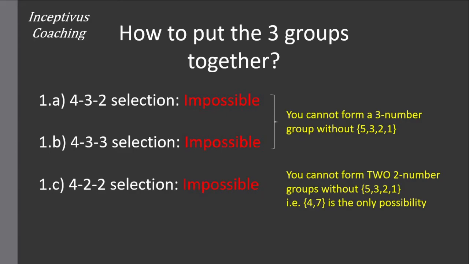because after you select 5, 3, 2, 1 to be the 4-number group, you cannot use the rest of the numbers to form two 2-number groups. The only 2-number group you can form is actually 4 and 7, but you need a second 2-number group, and there are not enough numbers to form that. So therefore, you cannot include the 4-number group, so the 4-number group cannot be the largest size in your 3-group selection.